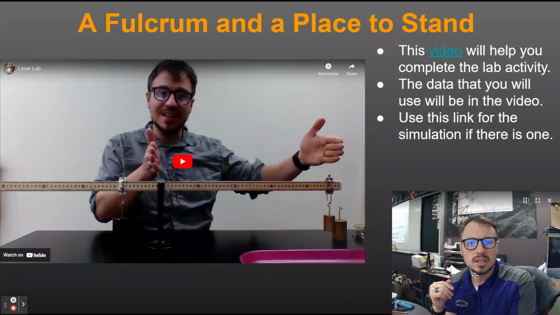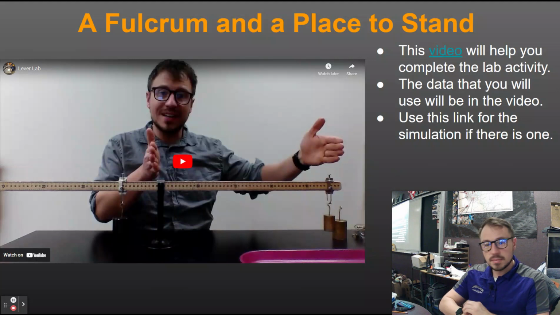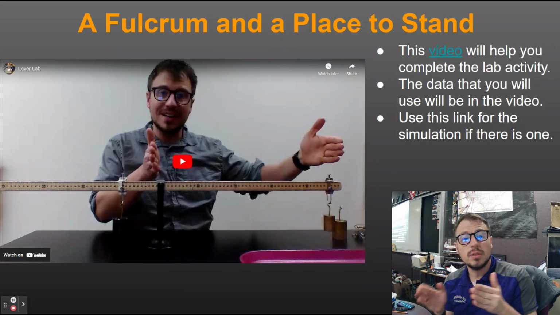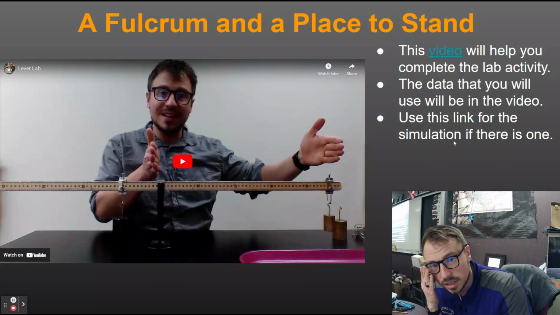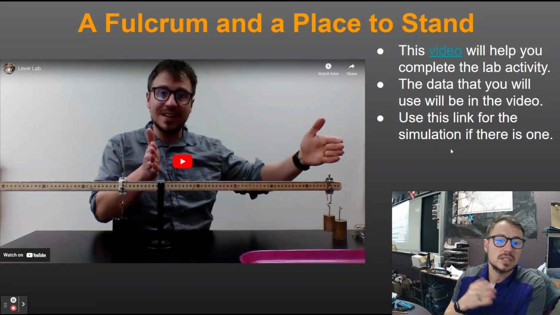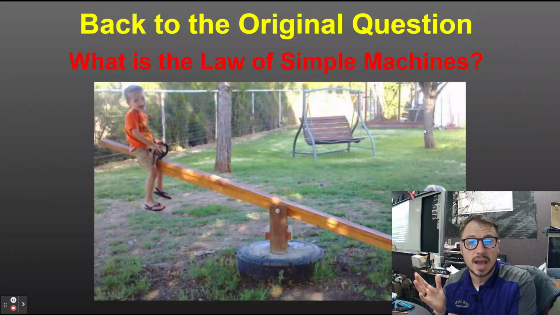So in order to look at this, we did a lab, a fulcrum, and a place to stand. That's based on that famous quote. In this one, we looked at all 3 classes of levers and we measured the force that is required to lift the load off the table using these levers, and we changed the distance that the effort was from the fulcrum to see what happens.